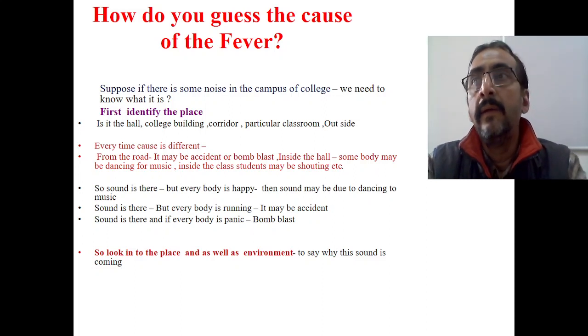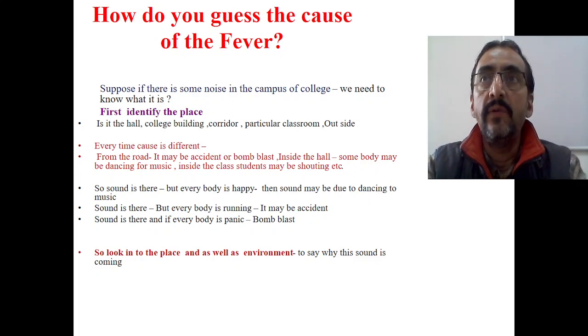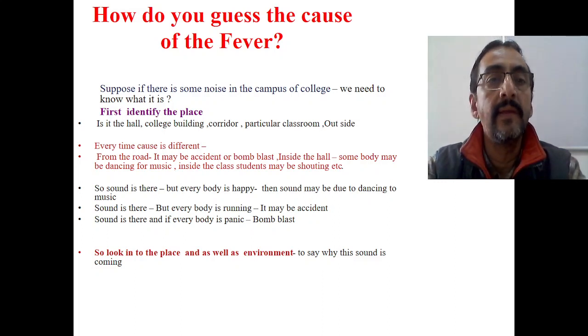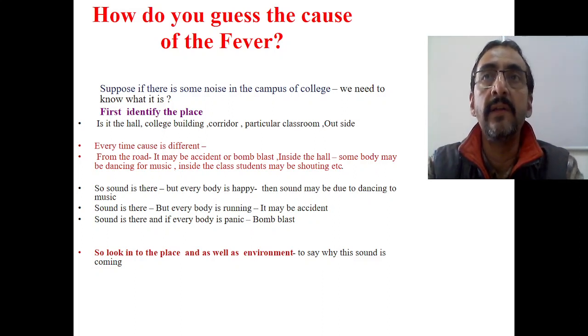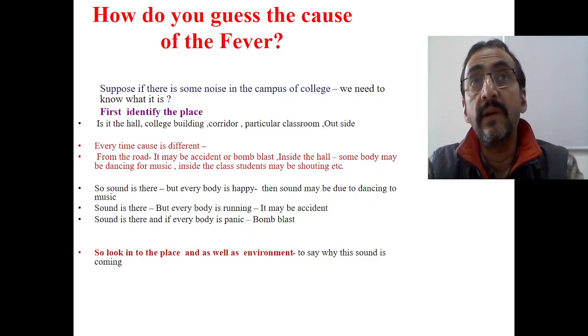For this we have to understand two important basics. What is that? Suppose there is some noise coming from the campus of your college. Yes, you are hearing a big noise from your college campus. Suppose I'm giving an example. Now we need to know what actually this is. So first you identify the place. You are quite sure that this voice is coming from the campus only. Then you identify the place from where actually this sound is coming within the campus.